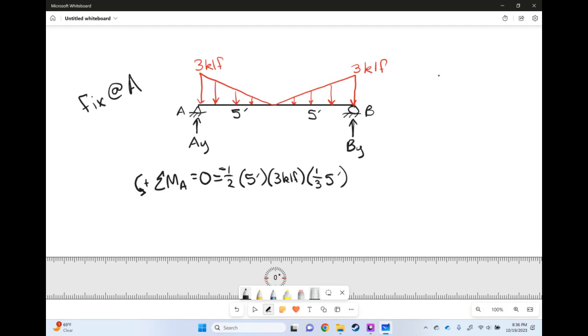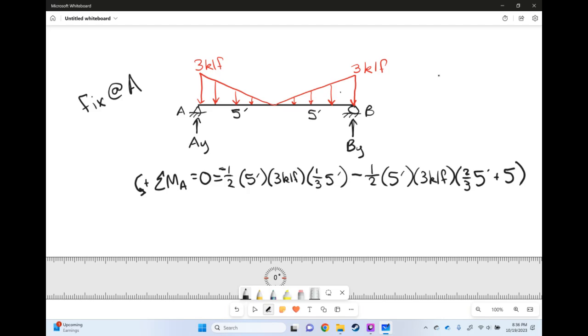Now we also have the one on the right. He's going to be going this direction, and that's also going to be a negative number. So we have minus, again, 1/2 the base of 5 feet times the height of 3 kips per linear foot, times, again, the distance from his centroid, which is way out here. His centroid is 2/3 of 5, so 2/3 of 5 feet plus the 5 feet originally. So that's both of our linearly distributed loads.